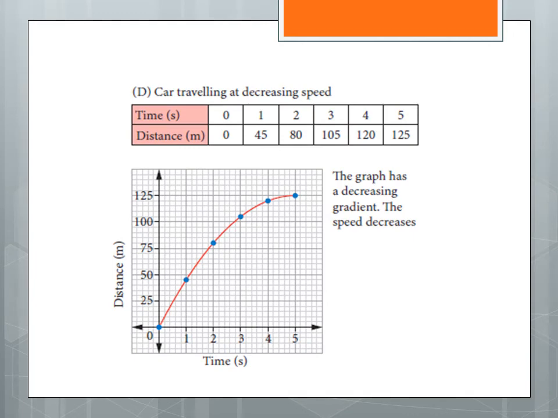Car traveling at decreasing speed. Time 0, 1, 2, 3, 4, 5. Distance 0, 45, 80, 105, 120, 125. The graph has a decreasing gradient. The speed decreases.